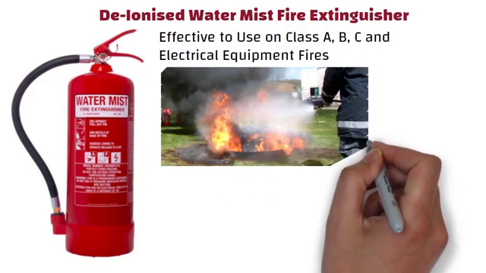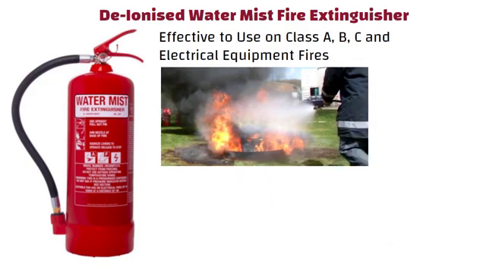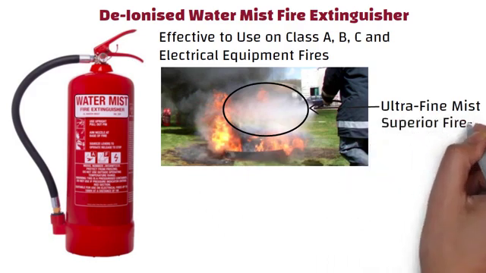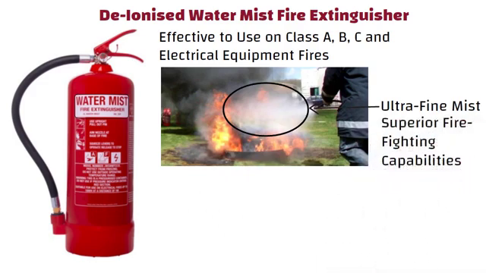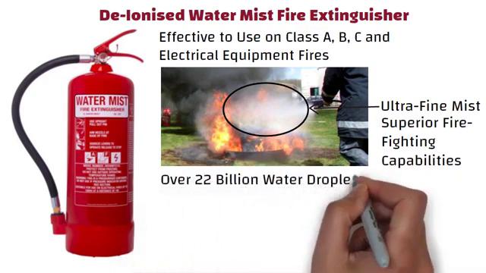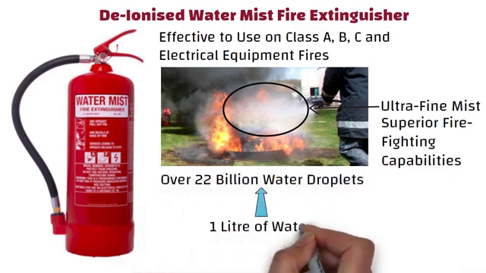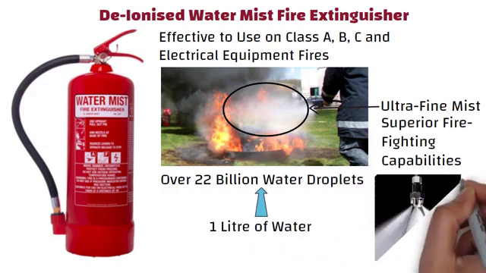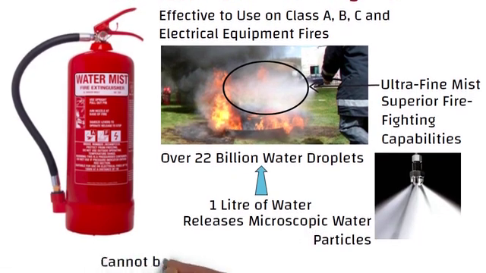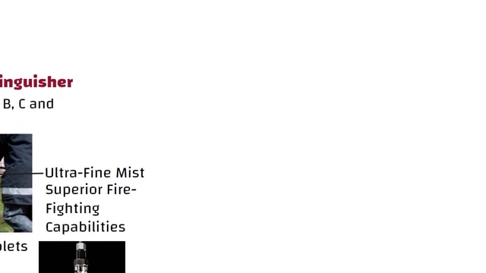It discharges small microscopic droplets of water and creates an ultra-fine mist which has a superior firefighting capabilities. It produces over 22 billion water droplets from only 1 liter of water. Water mist extinguishers have a different type of nozzle which releases microscopic water particles. However, they cannot be used on class D fires, that is metals.